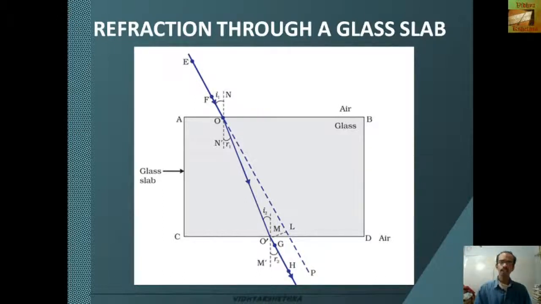Since the angles of refraction are compensated, the emergent ray is parallel to the incident ray. It is only slightly shifted to the side, which is given by O dash L, that is the distance by which the incident ray is shifted after passing through the glass slab.